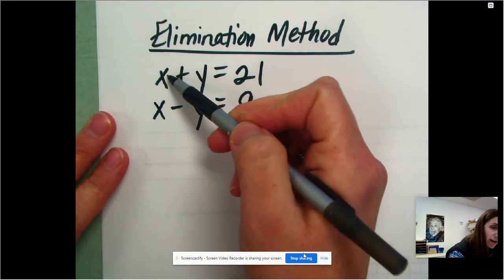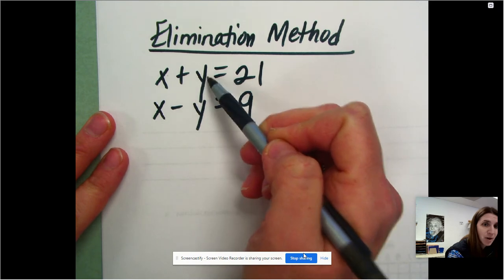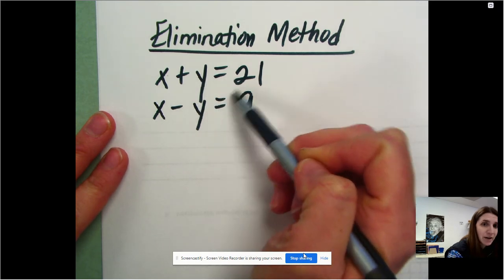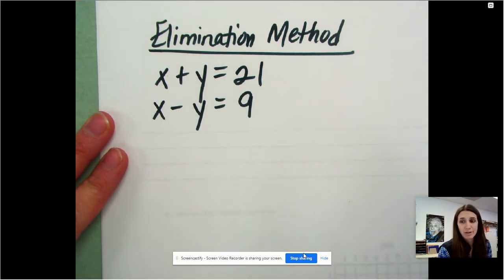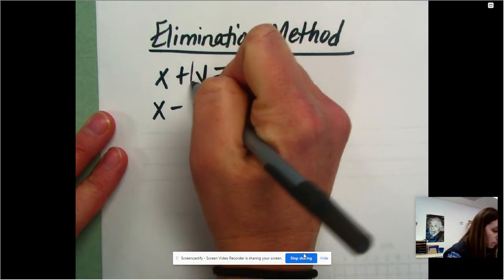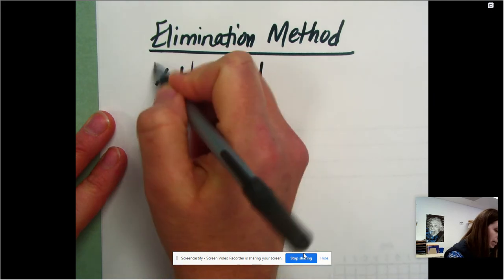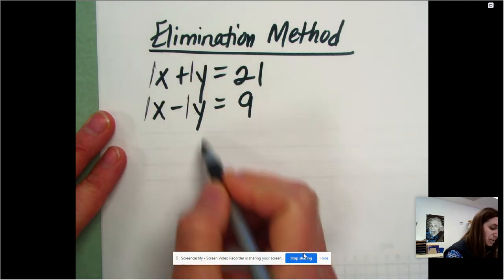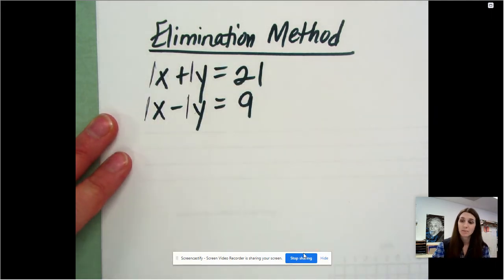So as I notice here, I have x and x. I have a positive y and a negative y. And then I have 21 and 9, which doesn't have anything to do with eliminating the variables. These are complete opposites: this is positive 1, and this is negative 1. These are both positive 1, so they are not opposite. So it looks like we are going to be eliminating the y's.